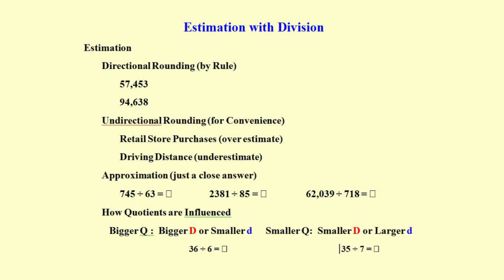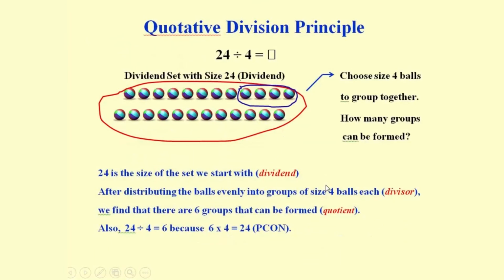Again, very quickly, just to show you how, here is our quotative division principle. This time we've got a set of objects, and now we choose a size that we're going to create for groups of objects. So in this case, in my picture, I'm going to pull out 4 balls at a time, and I want to know how many groups that I can make that are of size 4 balls.